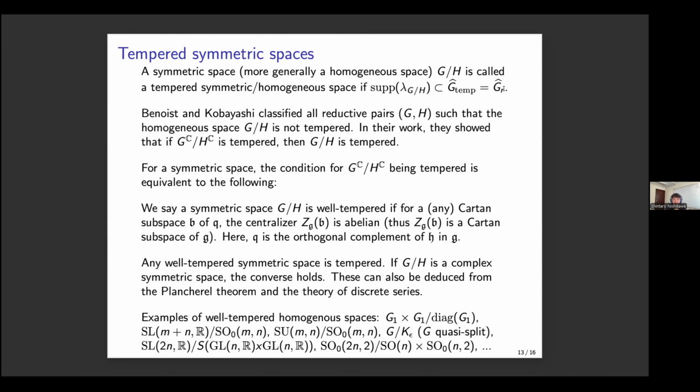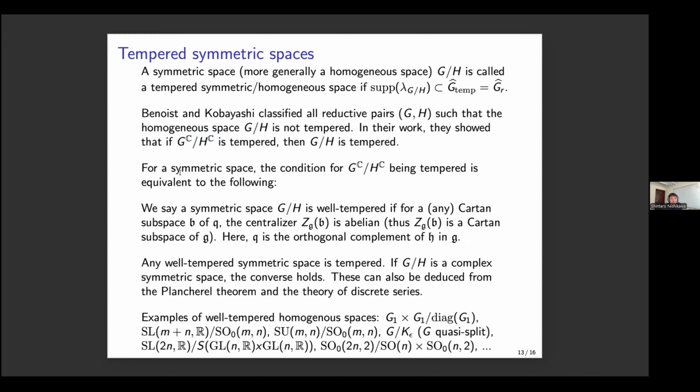And here's an amazing result, the work of Benoist and Kobayashi. They classify all reductive pairs G, H such that this G mod H is tempered, or in other words, not tempered, vice versa. And in a part of their work, they show that if you consider the complexification, G_C mod H_C, if this is tempered, then G mod H is tempered. So this condition is a stronger assumption than temperedness. And I want to describe this condition because it's very simple and very useful.